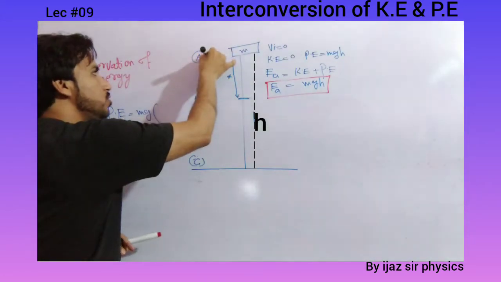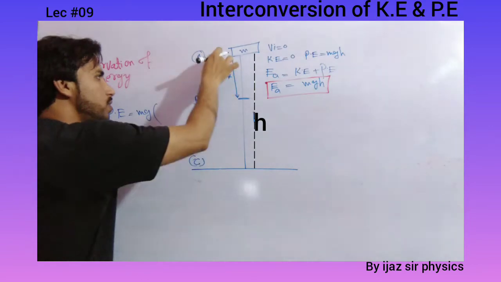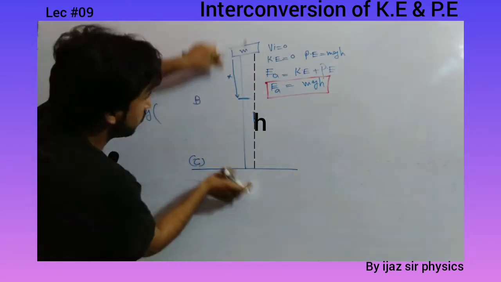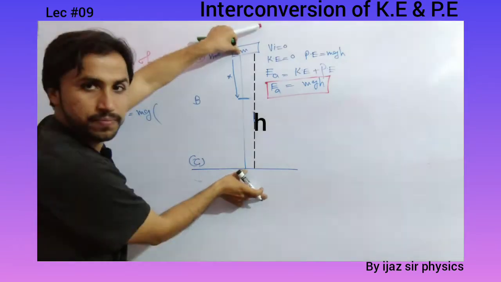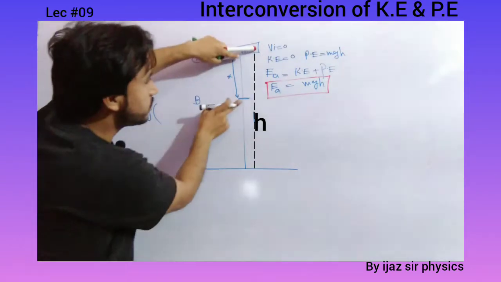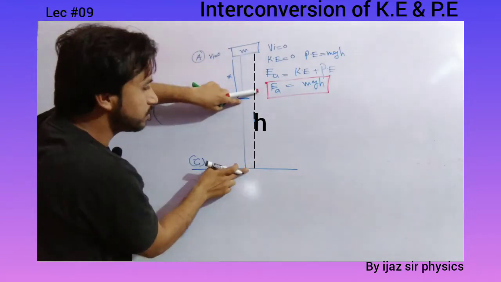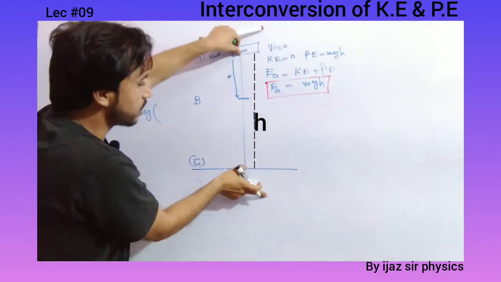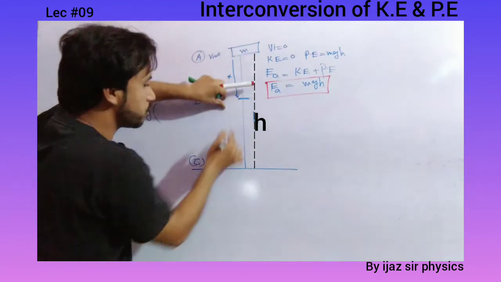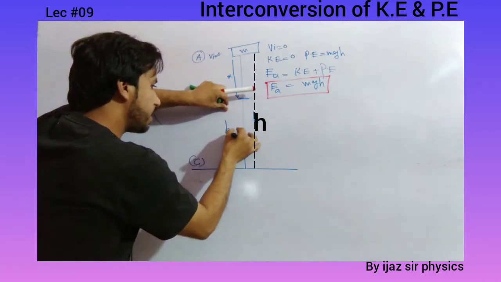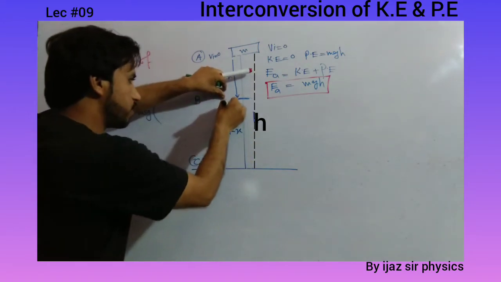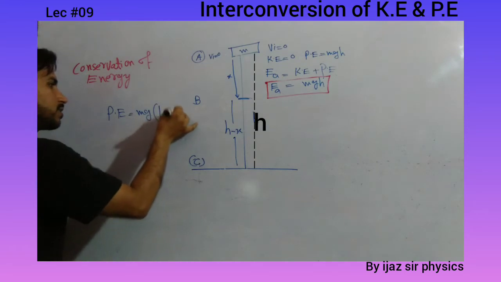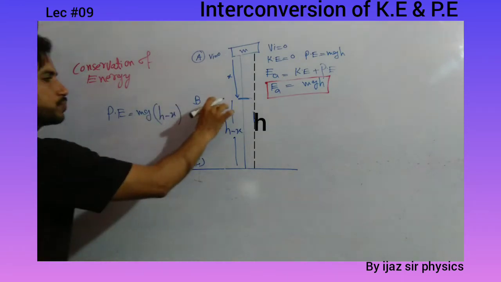Initial velocity here is 0. It covers distance x. So this one is h minus x. Let's say the total is 10, and this is 2. Then what will this be? This is 8. If this is 4, this is 6. It means the remaining height is h minus x. So h minus x, this is the height, and the potential energy at position B is mg(h minus x).